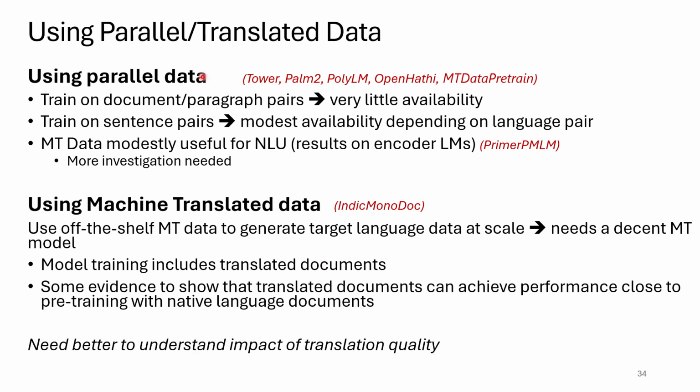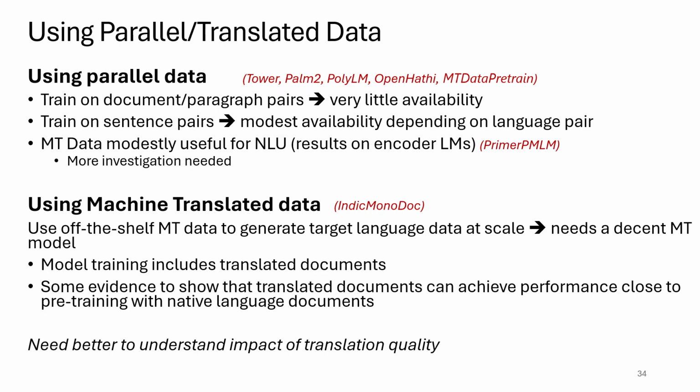Now, instead of using original parallel data, you could also use machine translated data. And the advantage of this is that given you have off-the-shelf MT models, we can generate document level data using translation in a target language at scale, and then you can train the model using these translated documents. Now, this will bring in a lot of knowledge into the target language itself.